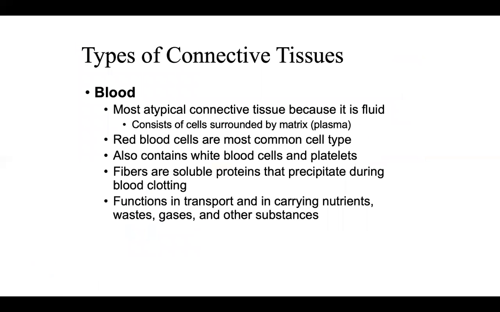What about blood? So it's just cells and matrix basically, and the red blood cell, the RBC, is the most common type in there. There are some WBCs and platelets as well. And then the fibers are soluble proteins. So they are fluid, but they can become harder and turn into a clot. So they can help in that whole process, which we'll look at very soon. And their main function is to transport and carry nutrients.